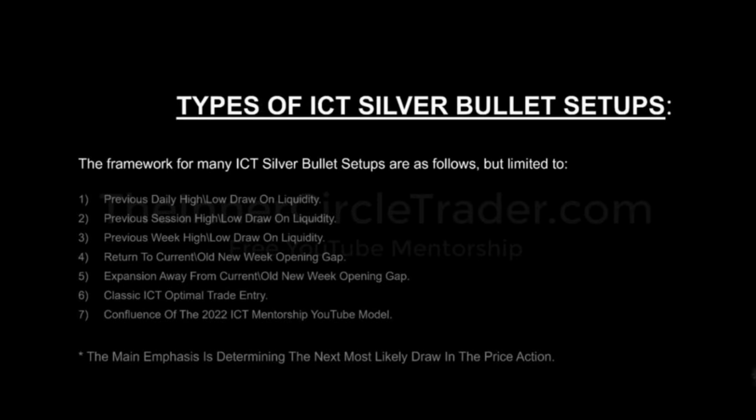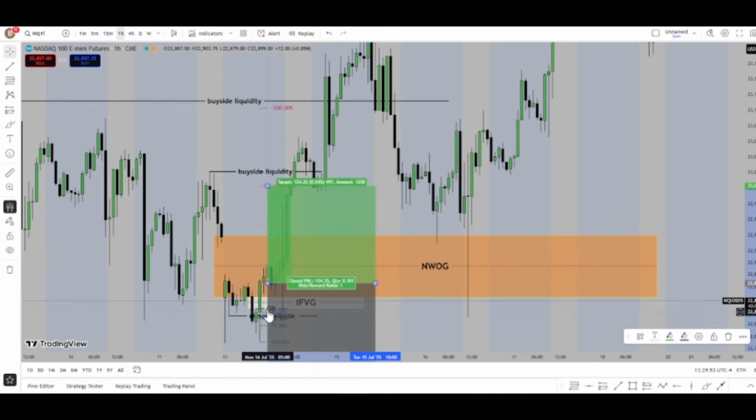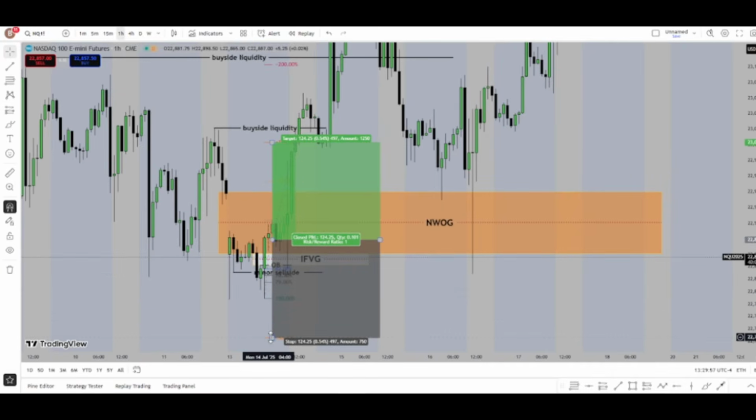The directional move and displacement. Once liquidity is taken, the Silver Bullet model looks for a directional move. Price doesn't just drift, it aggressively shifts. This is called displacement. Imagine a wave crashing into the market, leaving behind a very specific footprint, the fair value gap, or FVG. That gap isn't just empty space. It's the trail left behind by big money as they enter the market with conviction. And here's the rule: no FVG, no Silver Bullet trade.